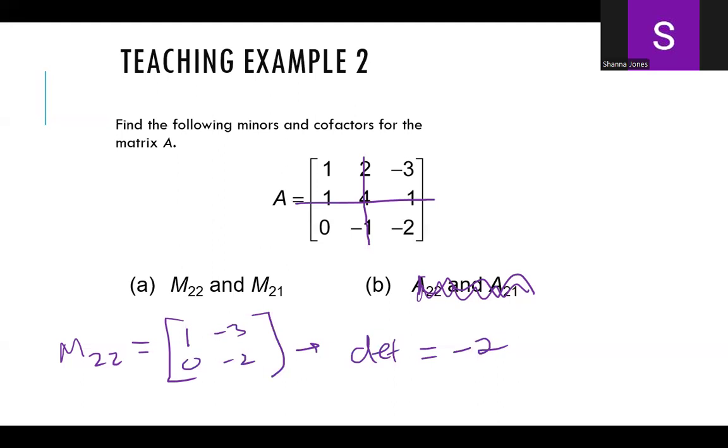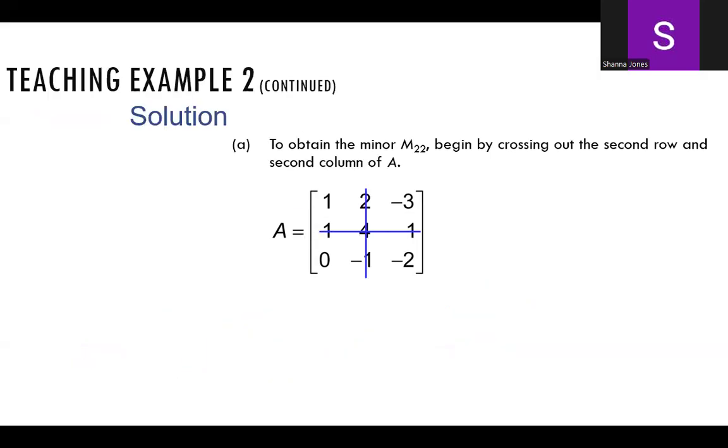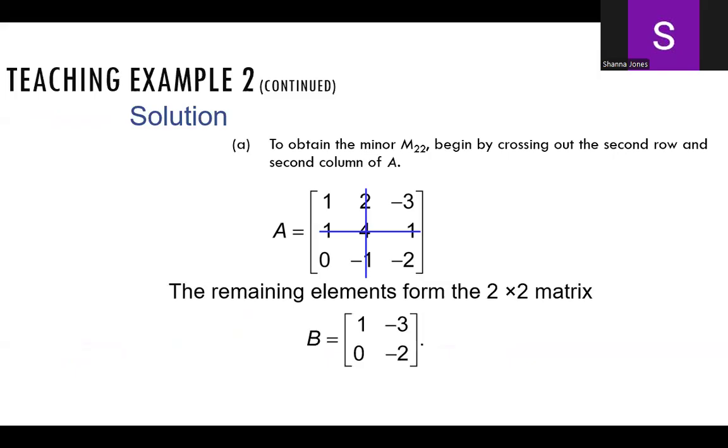Okay. Yes. All right. What about M21? Would the process be any different? No, it would not. So again, we had M22. We cross out the row 2, column 2, and we were left with this new matrix that's a 2 by 2, which I can easily find its determinant. And the determinant was -2.